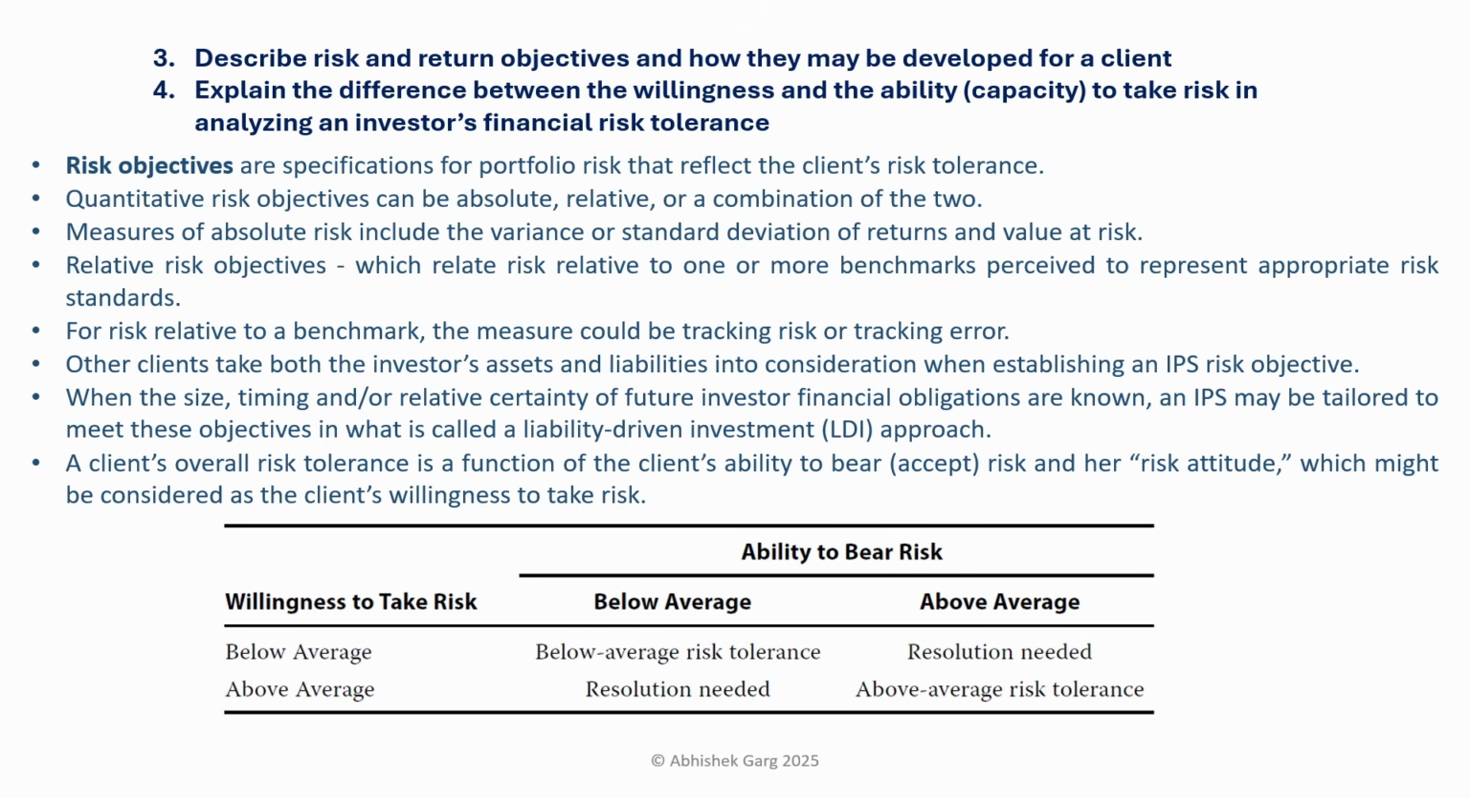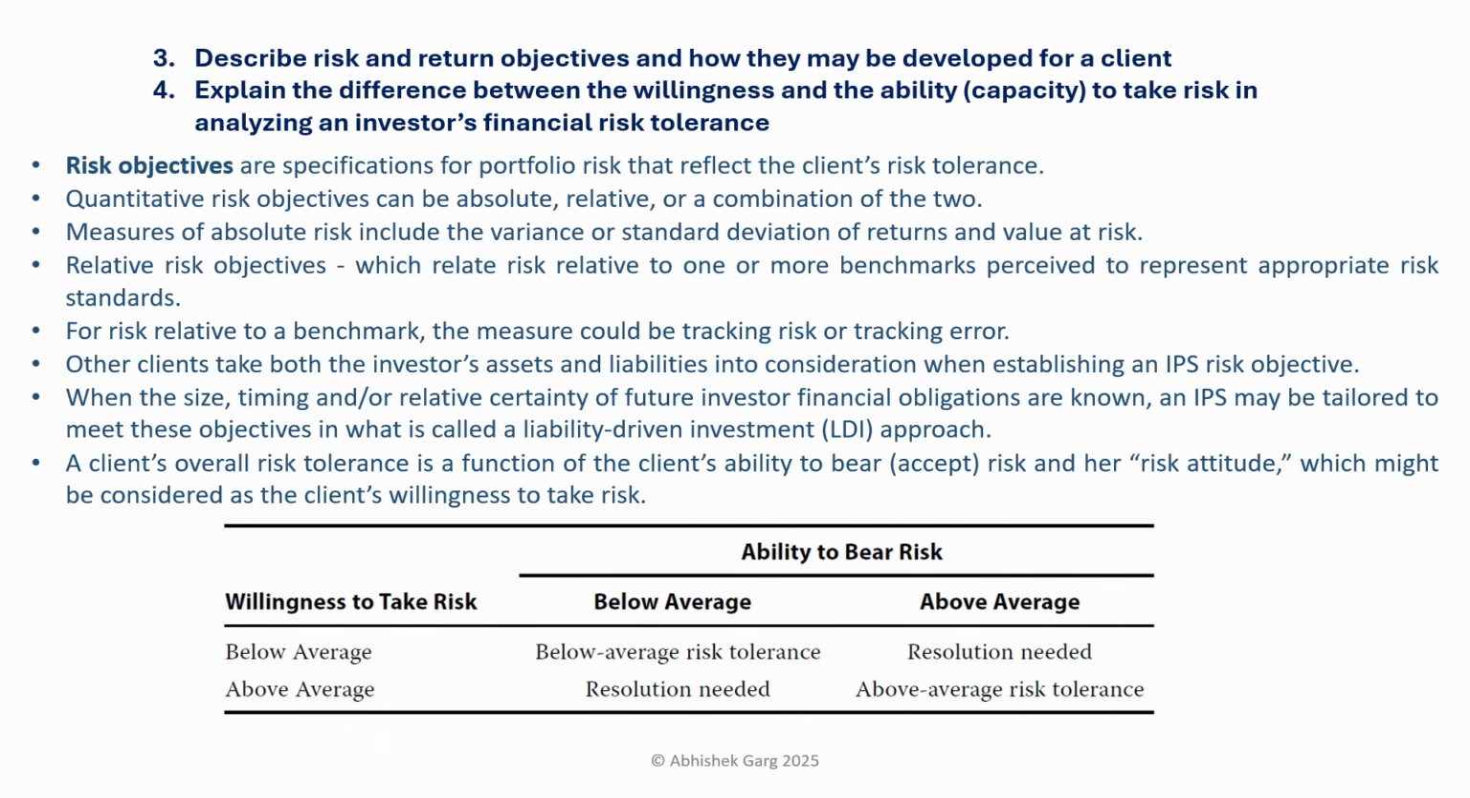Let's talk about the risk and return objectives. The risk objectives are basically about how much risk a client can take, related to the client's risk tolerance levels. The quantitative risk objectives can be either absolute or relative, or a combination of both. In an absolute risk objective, you are defining how much risk the client can take in an absolute sense, like giving out the standard deviation of the return, the value at risk measure, or the variance. You are basically giving an absolute amount of these measures.